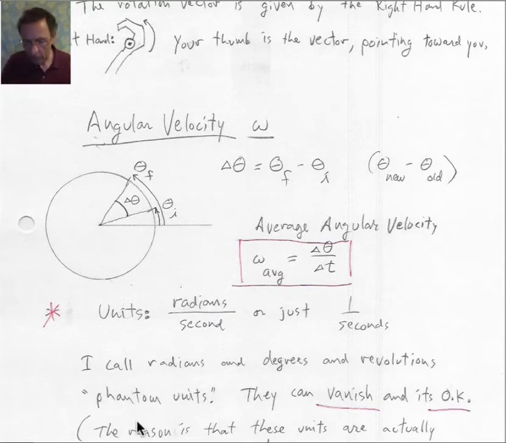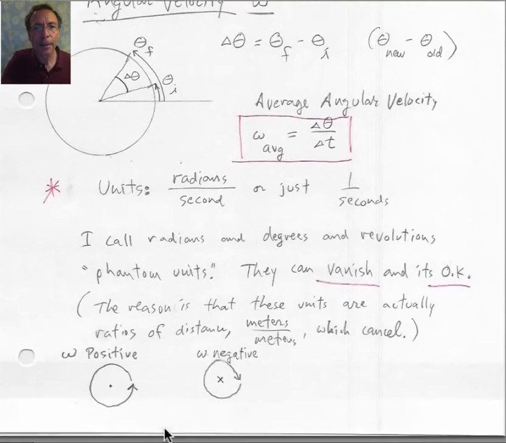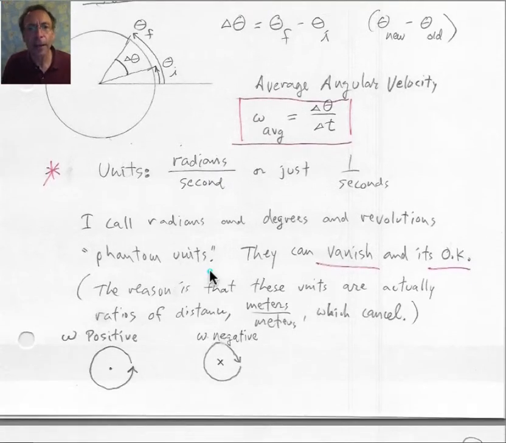And I call them phantom units right here. Now, this is not an official thing. This is just a Halverson thing. But that's the way I sometimes talk about it. And so when you're doing homework problems and you have radians just disappearing, don't panic. It's okay. And so yeah, this is what I just said.